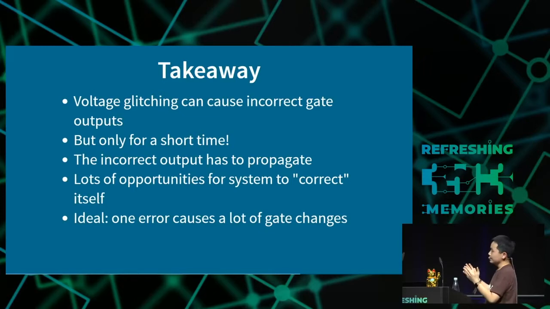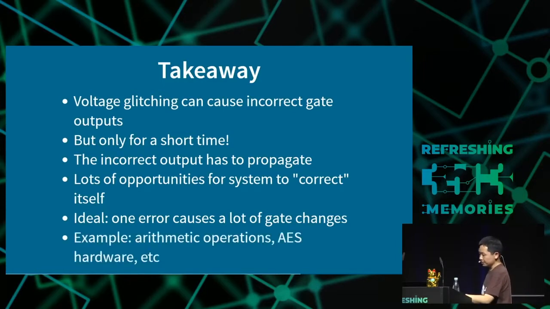And the ideal case is that one error propagates through much of the circuitry. Examples of that include arithmetic instructions, AES hardware, and branching in processors. Anything where you can imagine changing the input a little bit will create a lot of gears turning, metaphorically, and result in widely different output.